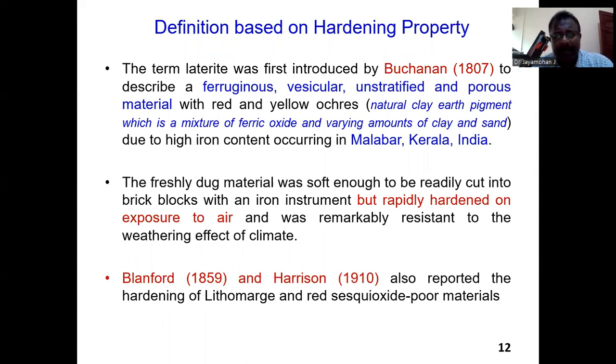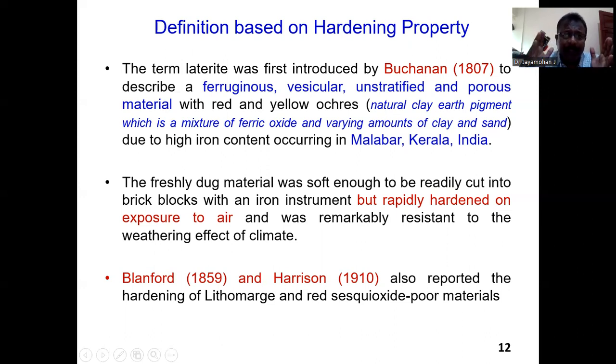Now, based on hardening property, the earliest definition was given by Buchanan himself. He describes laterite as ferruginous, having a lot of iron content, vesicular, unstratified, and porous material with red and yellow ochres. Ochres means a natural clay earth pigmentation, which is a mixture of ferric oxide with varying amounts of clay and sand. It has a high iron content and is found predominantly in the Malabar region of Kerala.